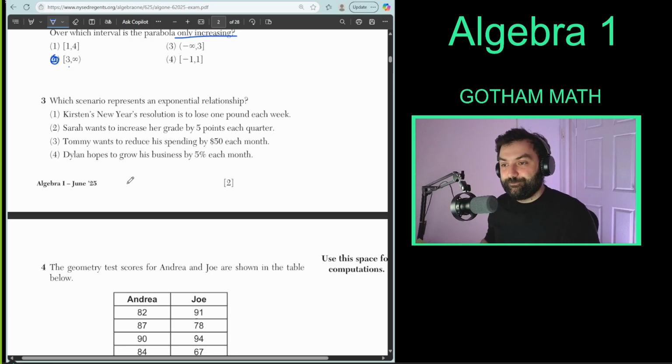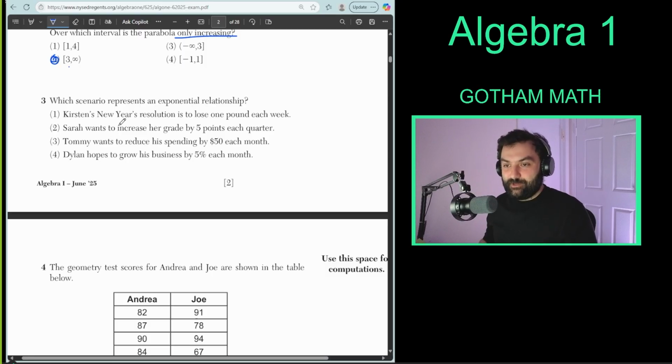Number 3. Which scenario represents an exponential relationship? Exponential relationship, it's something that increases not linearly. Well, something that increases by way of multiplying, like times 2, like doubling and stuff like that, or actually going down too. So let's see.